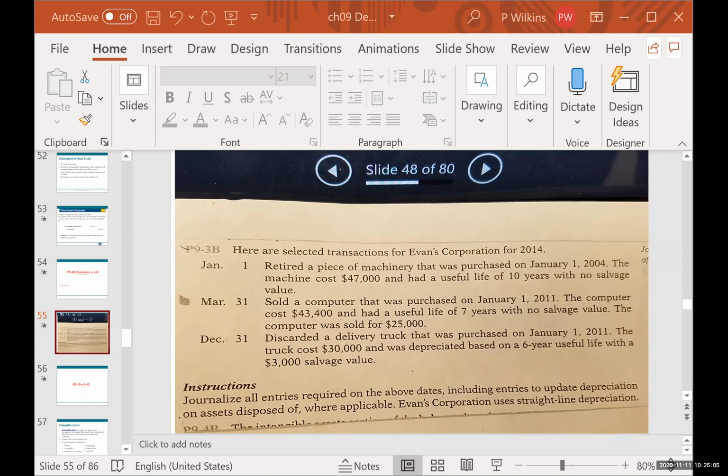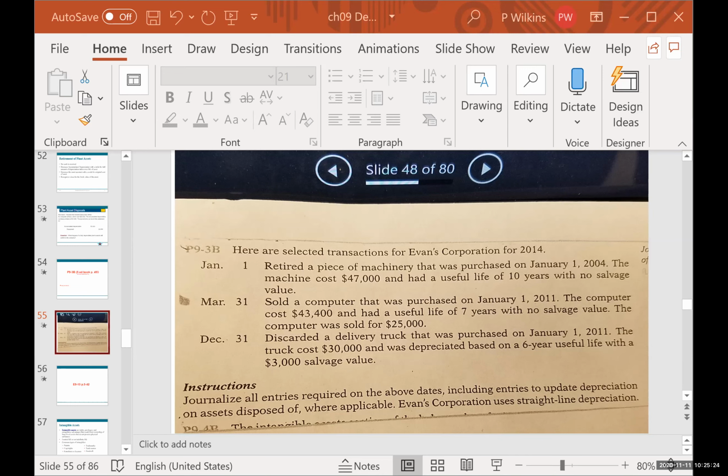So all that information is going to be important. All right. So we're going to do number 1 first. Retired a piece of machinery that was purchased on January 1, 2004. The machine cost $47,000 and had a useful life of 10 years with no salvage value. So we're doing that one first, okay?